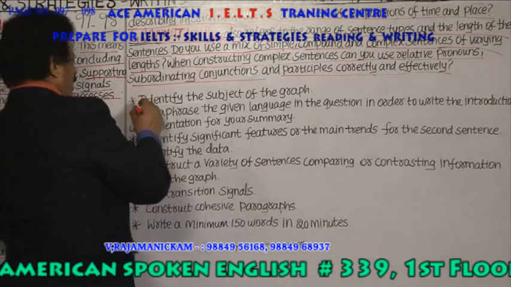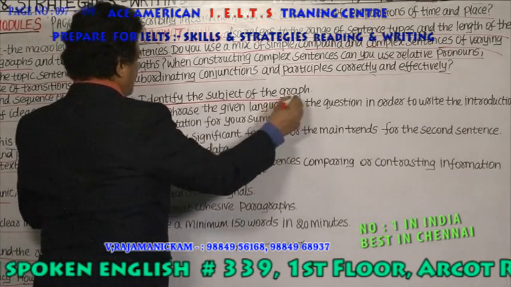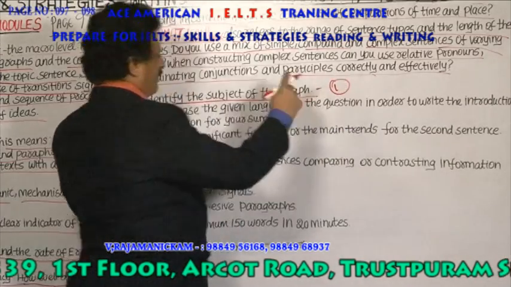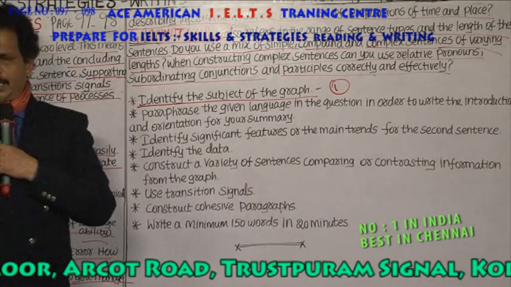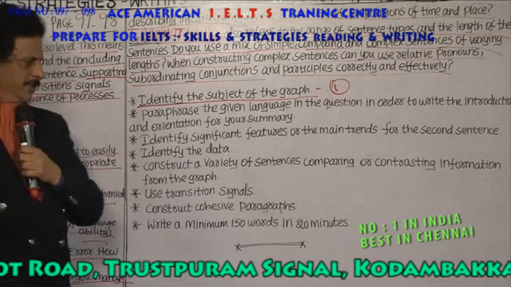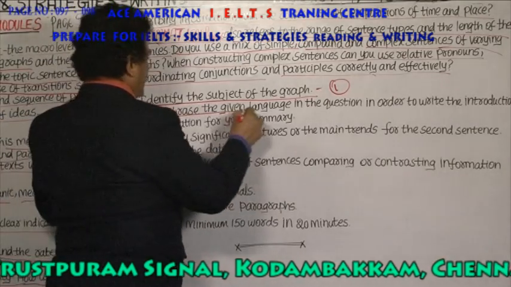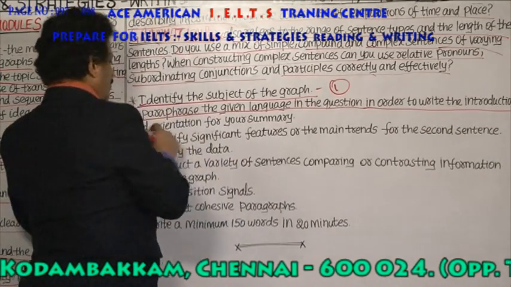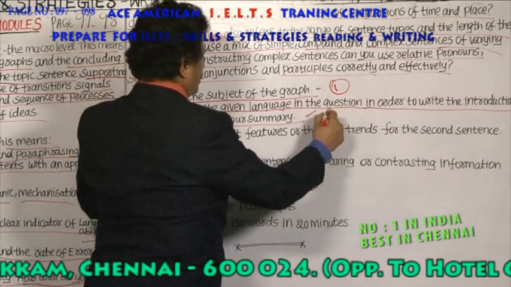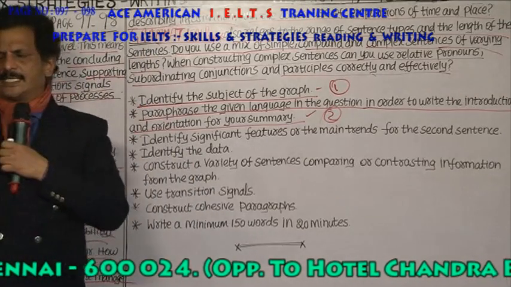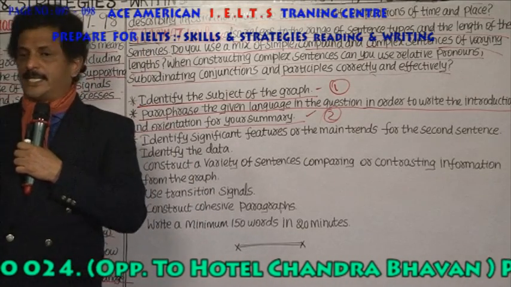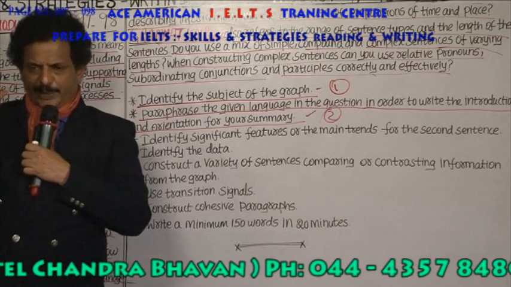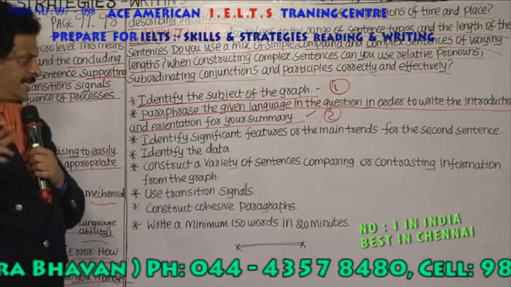So first, what you have to do is identify the subject of the graph. Number one. In Task 1 in Academic, first you have to understand what the subject of the graph is. Number 2: paraphrase the given language in the question in order to write the introduction and orientation for your summary. The question will have certain sentences. You should not repeat the same sentences in your answer. In the introduction part, you have to paraphrase and write the introduction.